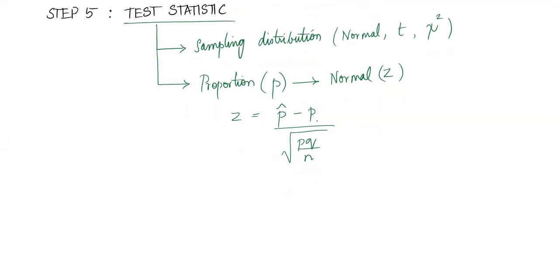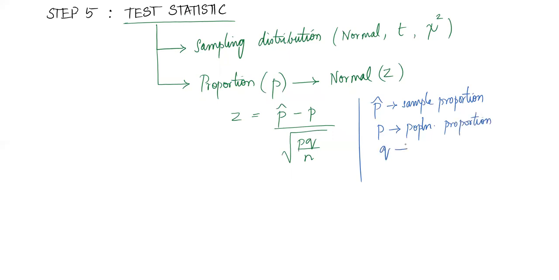Again, remember what your P hat and all those things stand for. Let's write that here. P hat is the sample proportion. P, without any symbols on it, is the population proportion. Q is obtained by doing 1 minus P, and n is the sample size. How many members or items or values are in your sample.